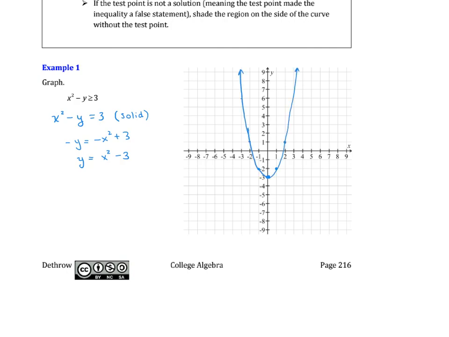Now, let's pick a test point. And the key thing about the test point is it cannot be on the curve. So let's choose 0, 0. Notice 0, 0 is there. It's not on the curve. So we're going to substitute this into the original inequality.